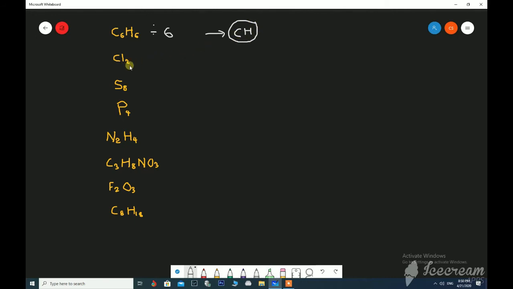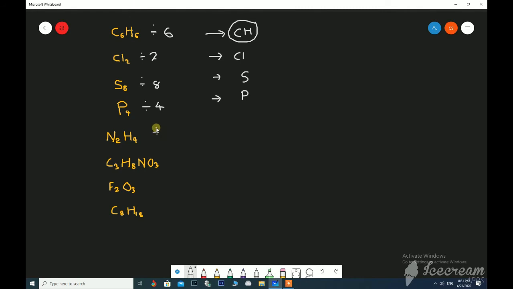Let's see the second one. Here we can see only chlorine atoms. So in such an instance we can divide it by 2. So the empirical formula is only Cl. Here we can see S8, only sulfur there, so we have to divide it by 8. The empirical formula is only S, sulfur. Now, you know we can divide it by 4. So we have only phosphorus as the empirical formula.